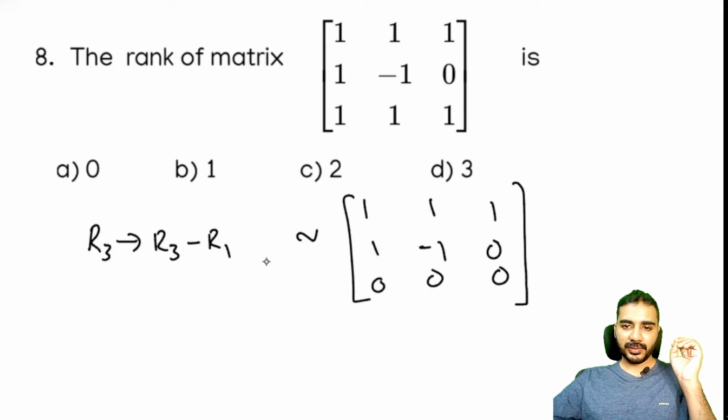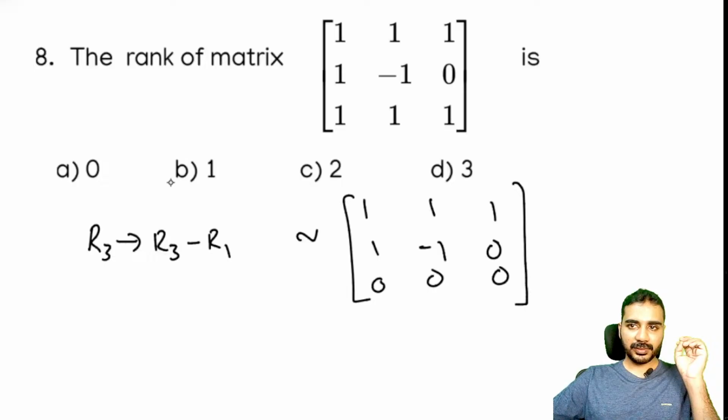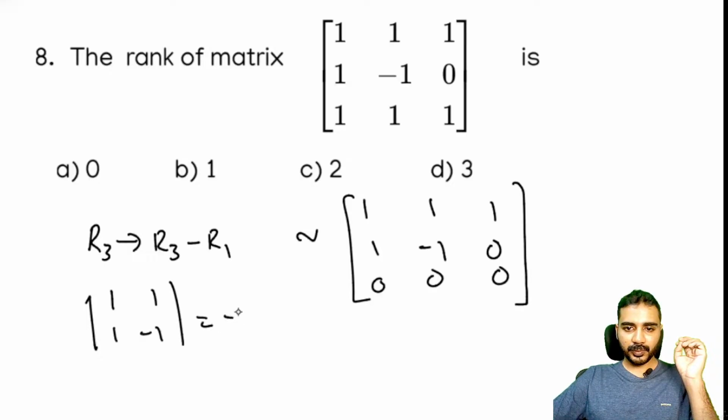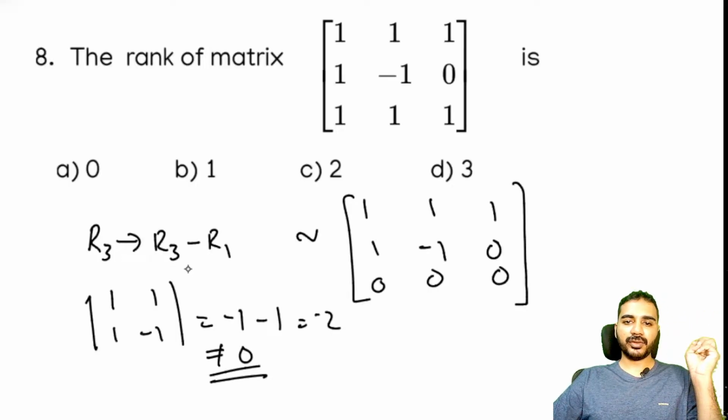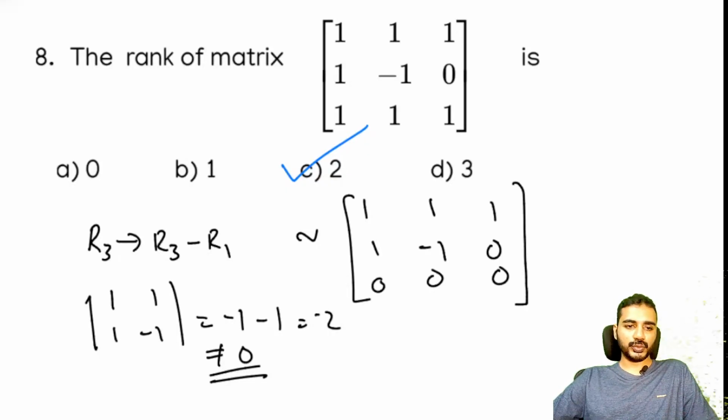That is, if I consider this minor of 1 1 1 minus 1, which is equal to minus 1 minus 1, that is minus 2. So this is giving a non-zero value. Okay, since a minor of order 2 is giving a non-zero value, the rank of this matrix is nothing but 2 here. Okay, so the answer to the question is option C, 2.